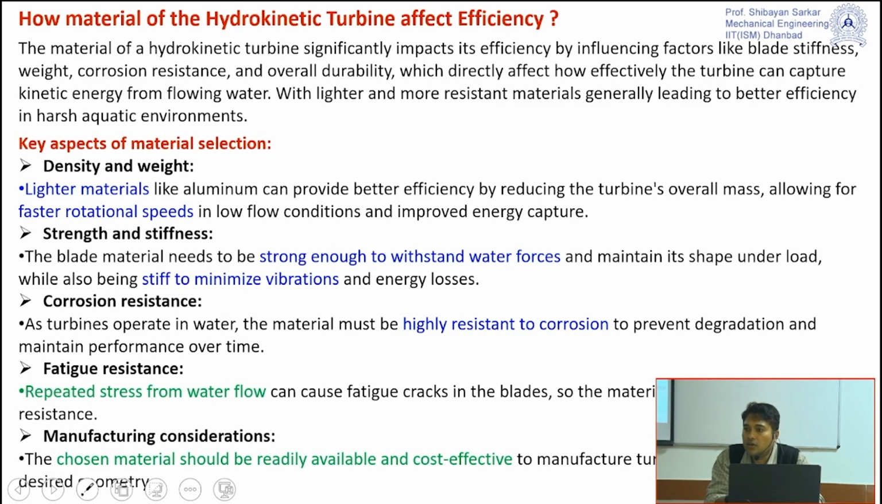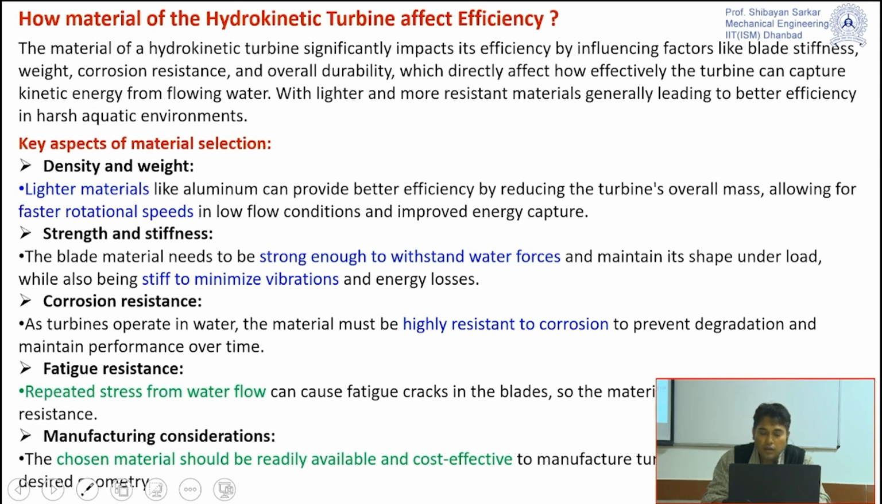Fatigue resistance, we have already seen. Fatigue failure will occur when repetitive cyclic stress is generated. So it is bound to happen, because every time your blade comes into the same position, that particular blade will have a load on it. This blade is basically fixed with the shaft as well as at the end of the blade.